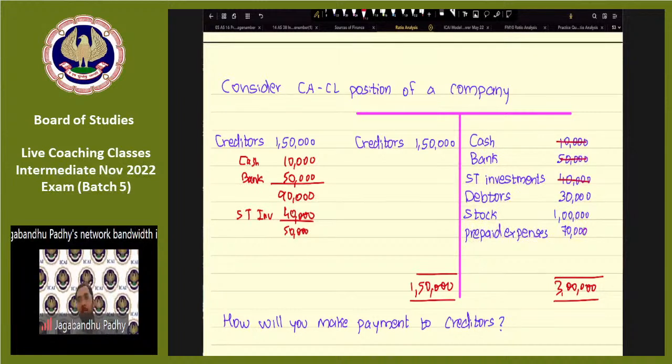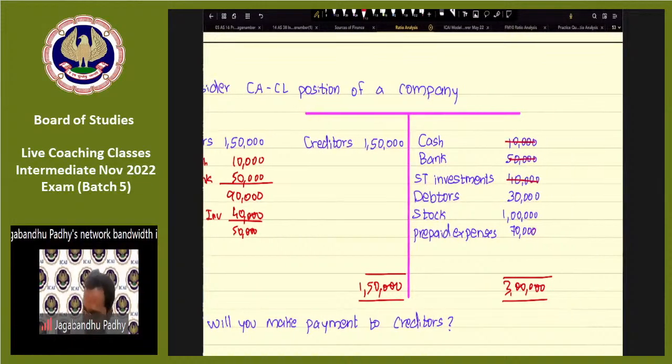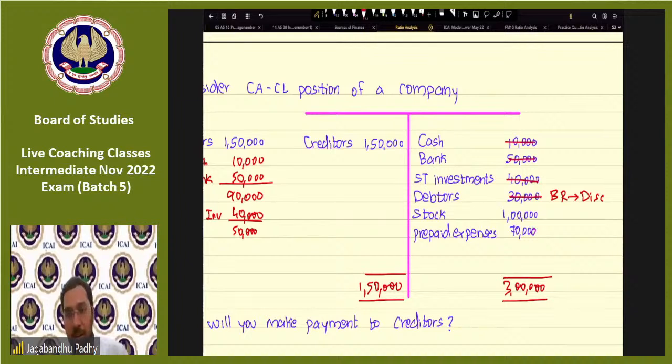What's the next thing that I will use for making payment to the creditors? Cash gone, bank gone, short term investment gone. What's the next thing that I will do? Sell goods. Stock. Immediate cash sales may not be possible. I already have debtors in my books. Okay, I'll do one thing. I'll approach my debtors and say, just get it converted to bills receivable and get it discounted with the bank. That's the best possible way to get money from the debtors, right?